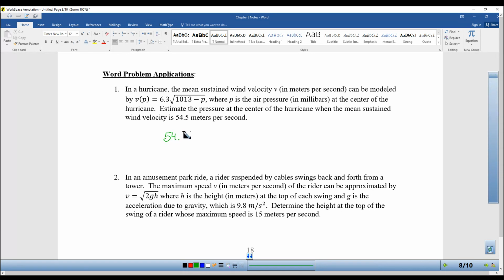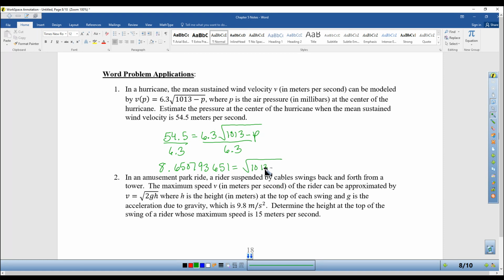So 54.5 is equal to 6.3 square roots of 1013 minus p. So a lot of times the biggest part of it is just reading it, knowing what your plan of attack is, but the actual problem is no different than what we've been doing. So I do divide both sides by 6.3, and I get a very long number. I get 8.650793651. I do not want to round at this point.